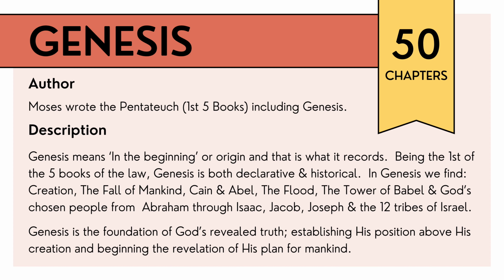Haran became the father of Lot. Haran died in the land of his birth, in Ur of the Chaldees, while his father Terah was still alive. Abram and Nahor married wives. The name of Abram's wife was Sarai, and the name of Nahor's wife was Milcah, the daughter of Haran, who was also the father of Iscah. Sarai was barren, she had no child.